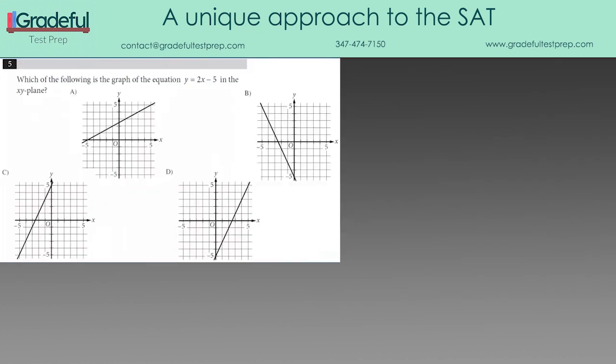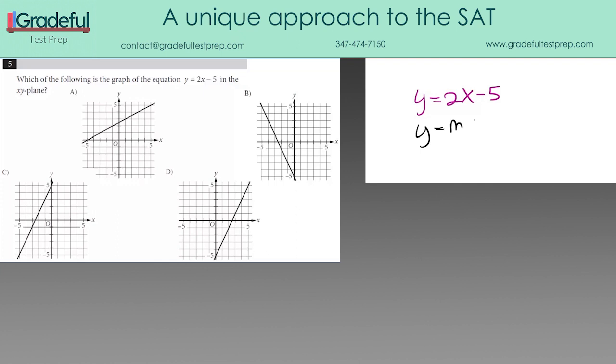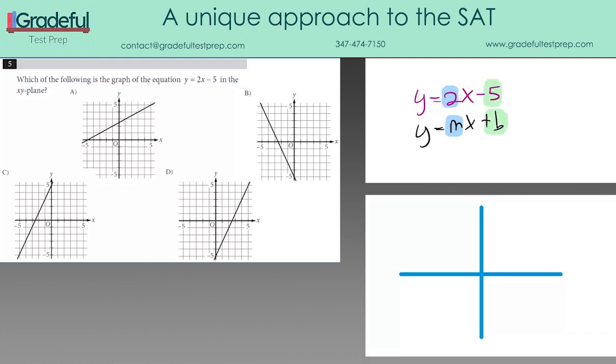Question number 5 is essentially asking us to graph the equation y equals 2x minus 5. And once again, what we're seeing is a line in the y equals mx plus b format. According to that, our m is 2 and our b is negative 5. So what would all this mean on an xy axis? If the b is negative 5, that means that to graph the line, we would first go to negative 5 on the y-axis, and then from there, the slope of the line would be 2.